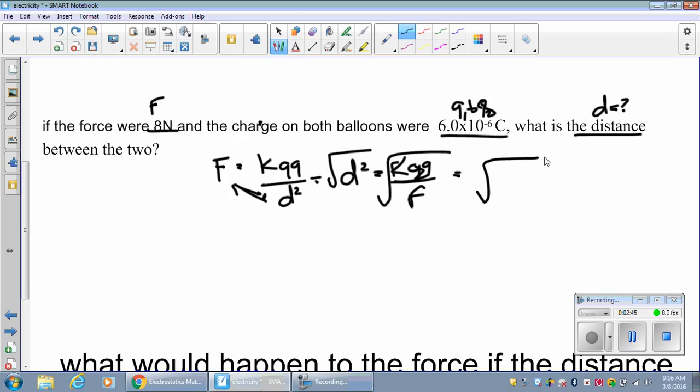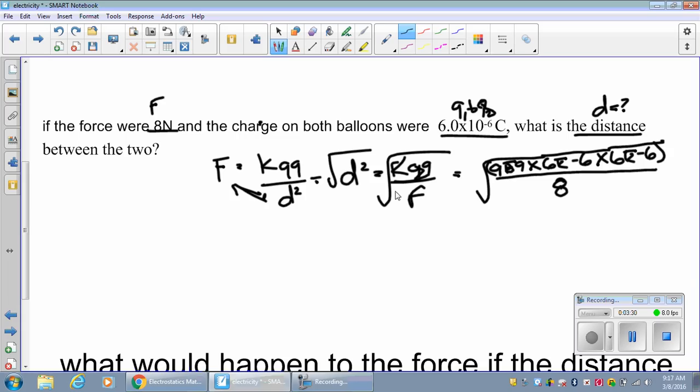So let's plug it in. Square root of my K constant, which was 9E9, times both my charges, 6E negative 6 times 6E negative 6 again, and then divide by my force, which was 8. So we go ahead and do that. Let's put that in the calculator. 9E9 times 6E negative 6 times 6E negative 6 divided by 8. And then I'm going to go ahead and square root the answer.